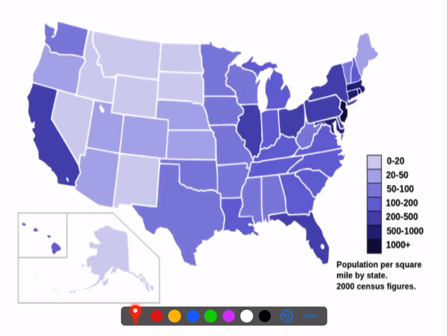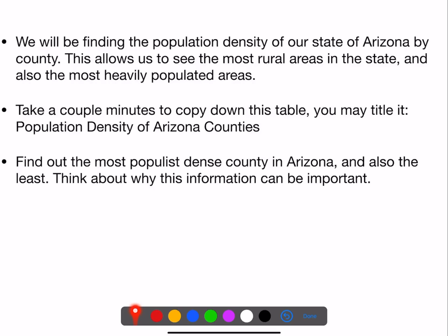So population density allows us to know where people are physically occupying, and how many people are in those areas per unit of measurement. Typically it'll be miles squared, such as in this image here. We are now going to be finding the population density of our state, Arizona, by county. We have 15 counties in Arizona. We're going to determine the most heavily populated areas and also the most rural areas, the least population density areas, I should say.